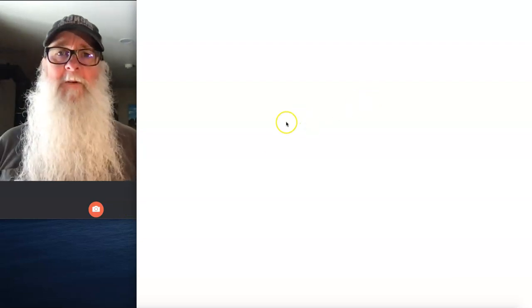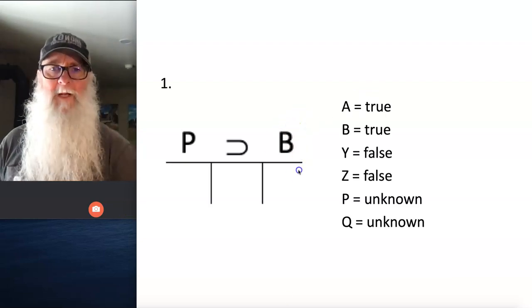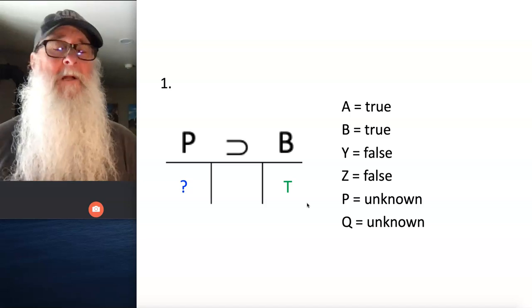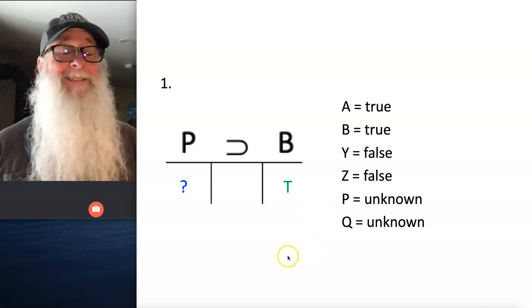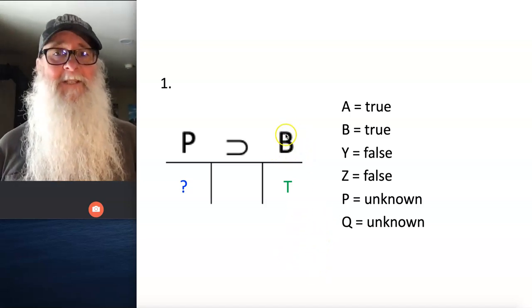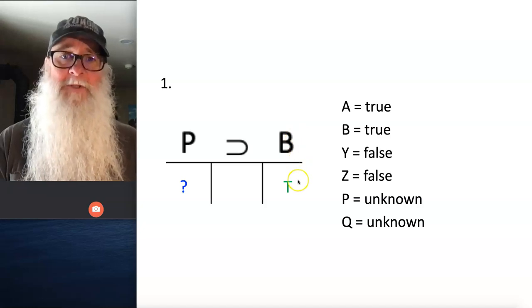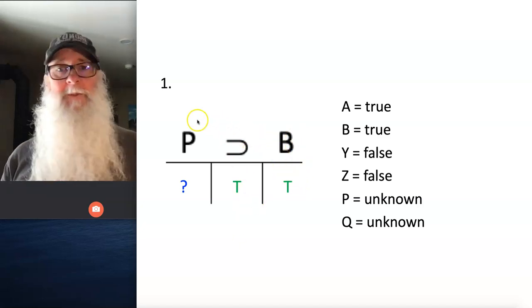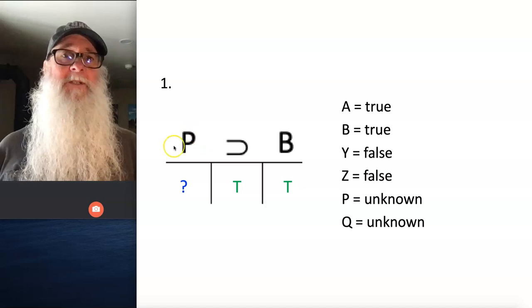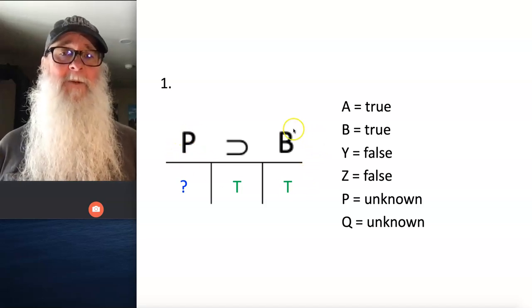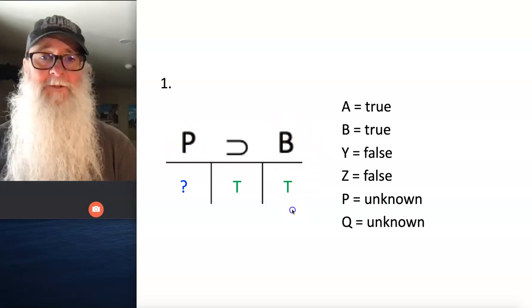Let's check your work from part 3. Number 1, we know that B is true, but P is unknown. It doesn't matter though, because anytime the statement on the right-hand side of a horseshoe is true, the horseshoe is true. It doesn't matter what the truth value is of the statement on the left side of the horseshoe when the right side is true.